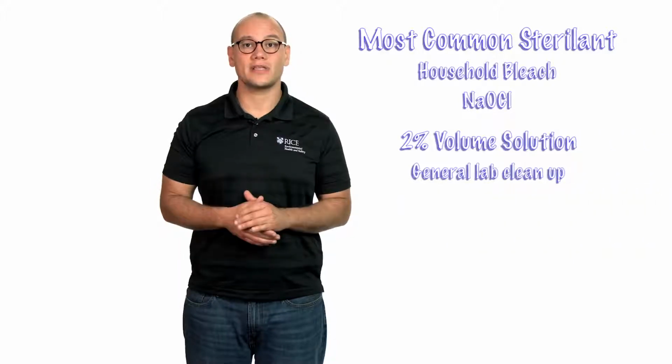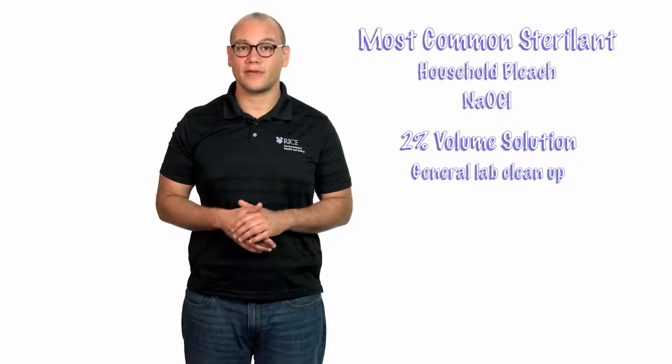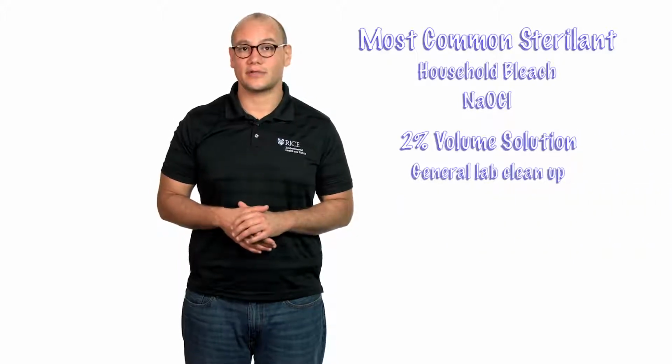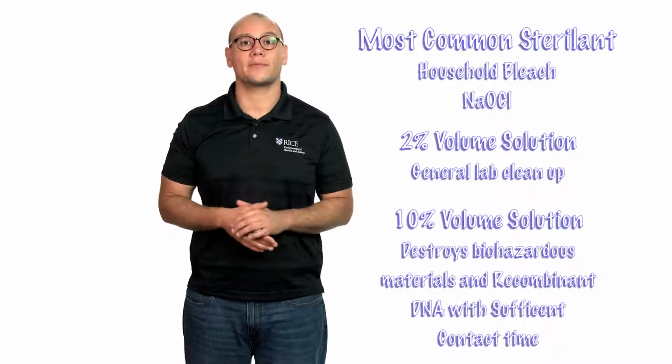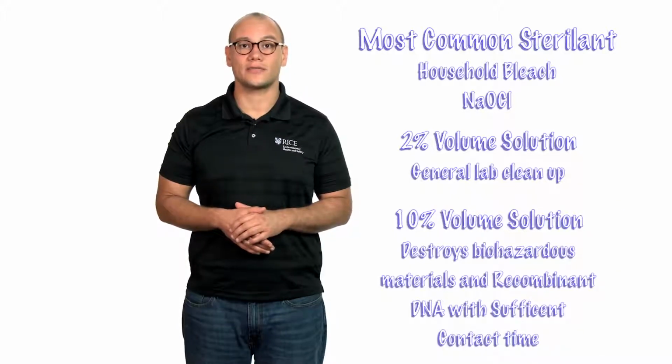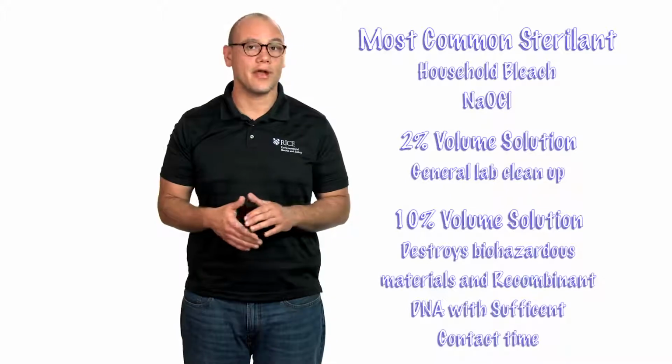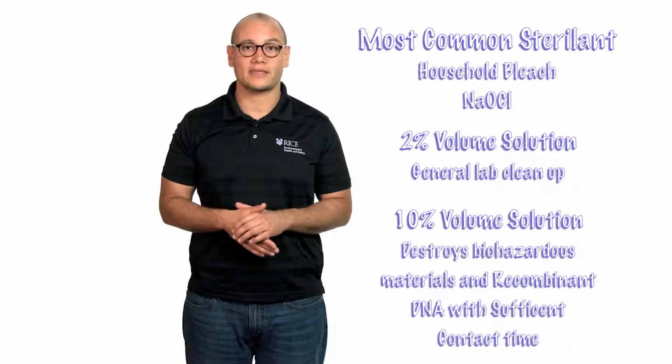If you create a 2% volume per volume solution, it's great for cleaning up general materials in the laboratory. However, at a 10% volume per volume solution, it can be utilized to destroy both biohazardous materials and recombinant DNA with a sufficient contact time, usually around 20 to 30 minutes.